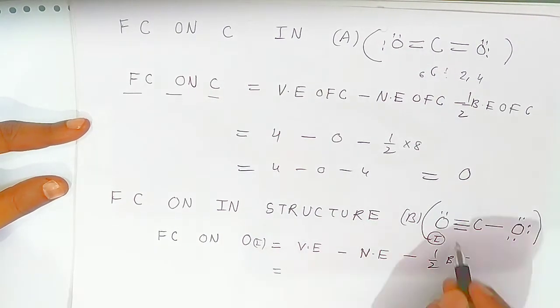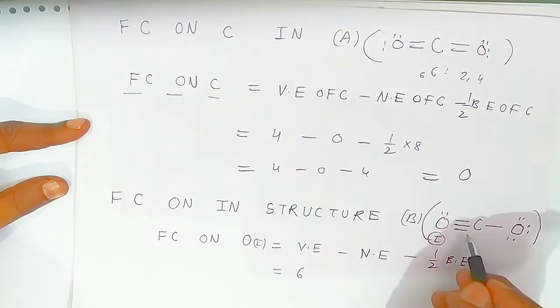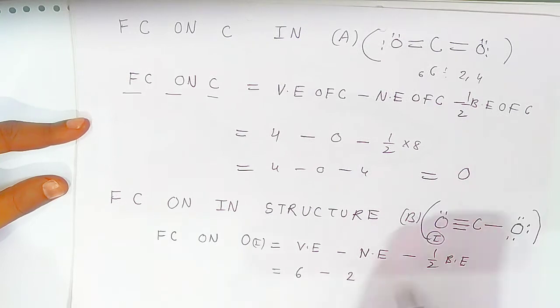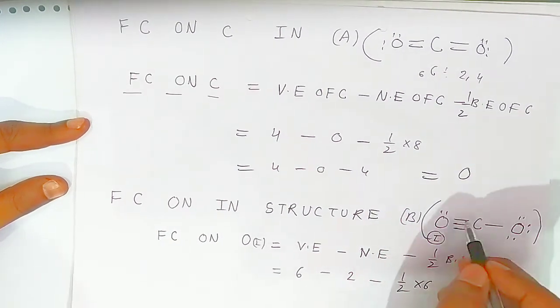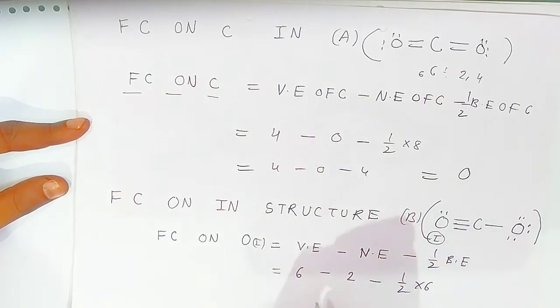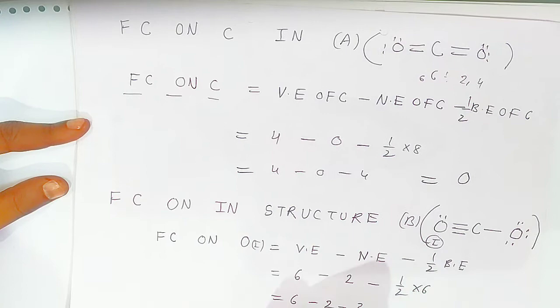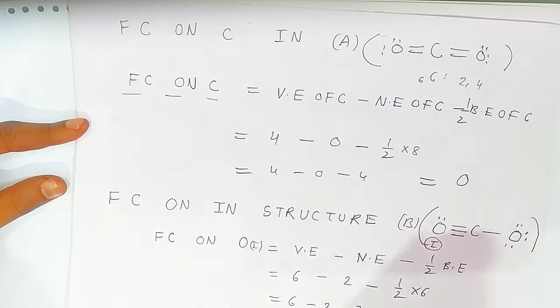Valence electrons, students: oxygen atomic number is 8, 2, 6, so 6 will be the valence electrons of this oxygen. Non-bonding electrons, only 2 electrons are there. Bonding electrons, 6 electrons are there because 3 bonds are there, and each bond includes 2 electrons. So students, 6 minus 2 minus 3, that is plus 1 will be the charge. Now what about the second oxygen?